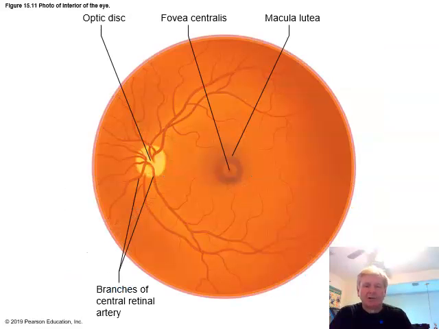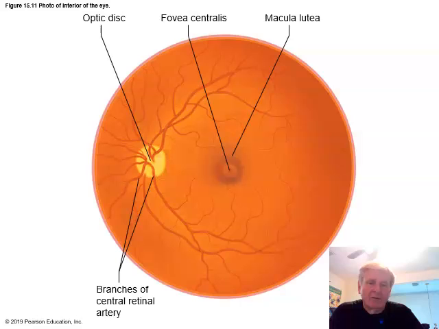Now, what you see here in this image is what an ophthalmologist or an optometrist sees when he looks in the back of your eye when he's doing a visual exam. This is called a fundus exam. When you take an instrument called an ophthalmoscope, you see the optic nerve exiting at the optic disc, and that produces this little yellow spot here. You also see these little branches coming off the central retinal artery.